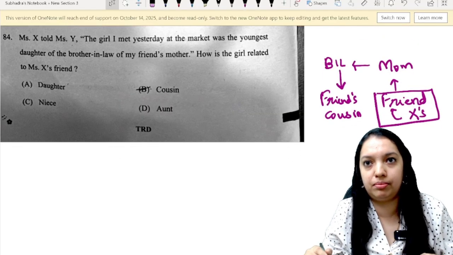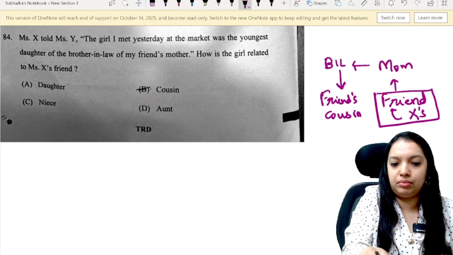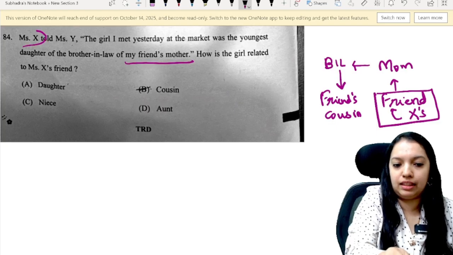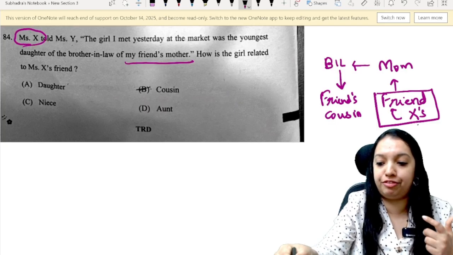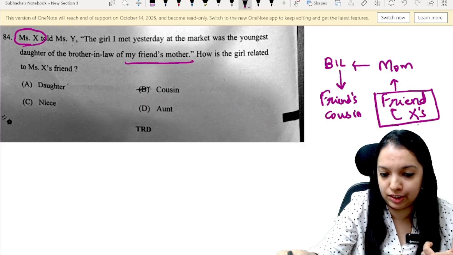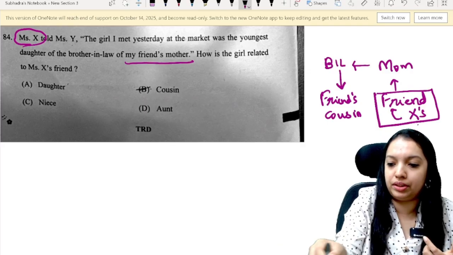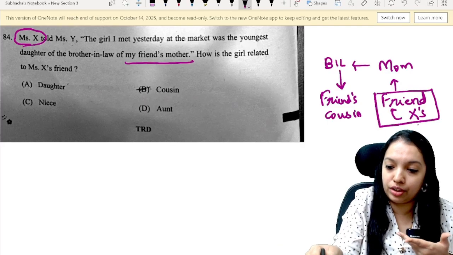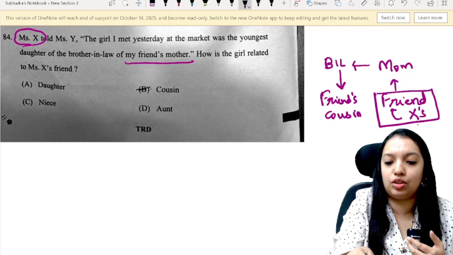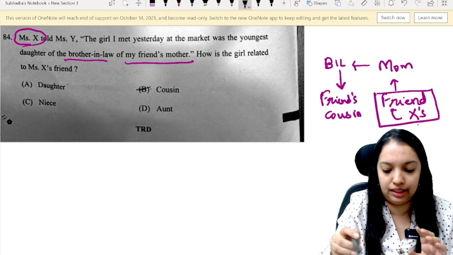This is also from the blood relation chapter. Start from last. My friend's cousin, X is speaking. X's friend's cousin, X's friend's mother, brother-in-law of the mother. So, the daughter of that brother-in-law will be a cousin. So, the answer for this question is option B, cousin.